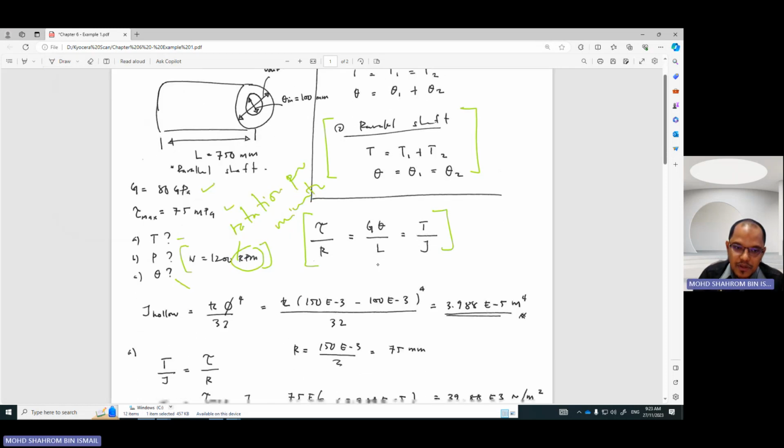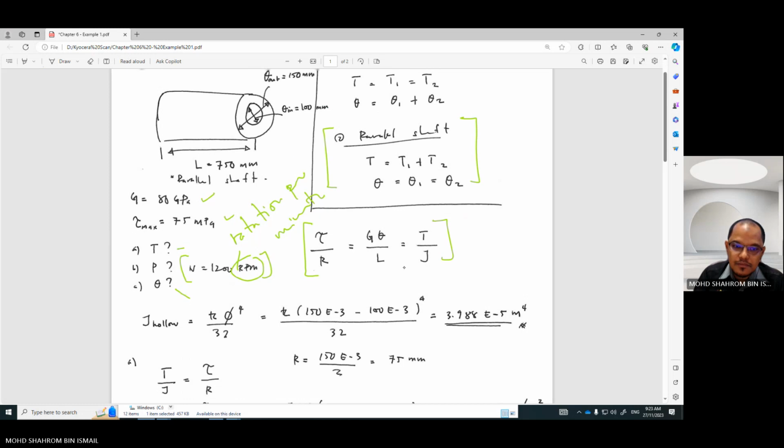Alright, so let's get moving to solve the problem. Saya turun ke bawah. Okay, to solve this problem, kita kena tahu dulu. Kita kena cari apa dia. Kita kena cari J untuk problem ini. Untuk problem ni kita kena cari J. So formula J, okay. J tadi apa? Second polar moment of area.